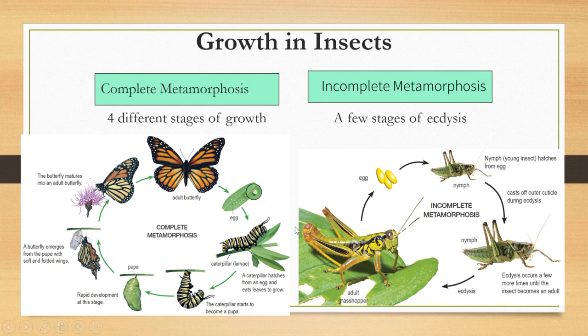So this is an adult grasshopper. It only involves a few stages, starting from the egg and then the nymph that undergoes the ecdysis process and turns into the adult insect. So that refers to incomplete metamorphosis, which involves ecdysis. That is the growth in insects.